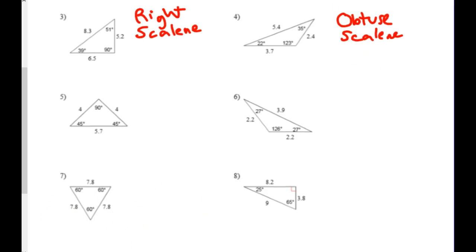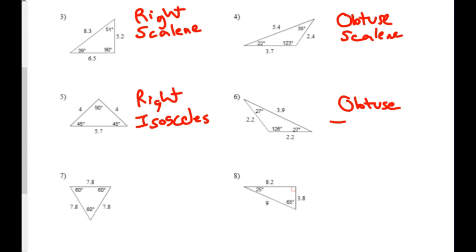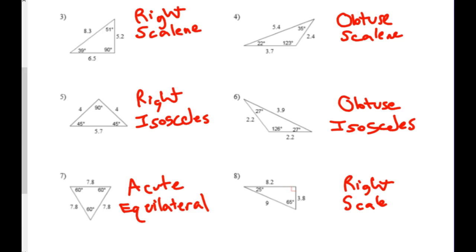Okay, looking at the next one, number 5, one of the angles is 90, so that is right. And 2 sides are the same, so that's isosceles. On number 6, 1 angle is greater than 90, so that's obtuse. 2 sides are the same, isosceles. Number 7, the angles are less than 90, that's acute. And all the sides are the same, equilateral. And then number 8, 1 angle's right, that's right. And then the sides are all different, that's scalene.